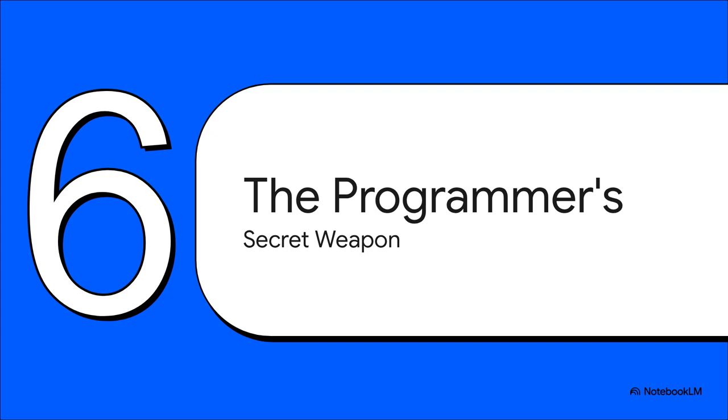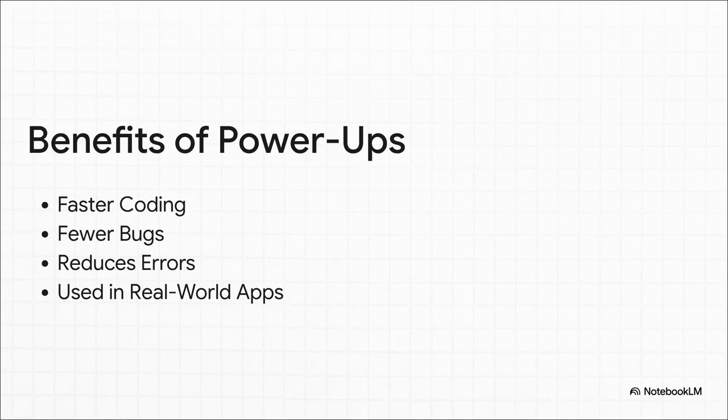But the real takeaway here isn't about the app itself. It's about this whole method of using pre-built tools. This, right here, is the programmer's real secret weapon. And the benefits of working this way are just huge. You code way faster, because you aren't wasting time solving problems that have already been solved a million times. Your code has fewer bugs, because these libraries have been tested by thousands of other developers. This isn't just some classroom theory. It's exactly how the biggest apps in the world are actually built.